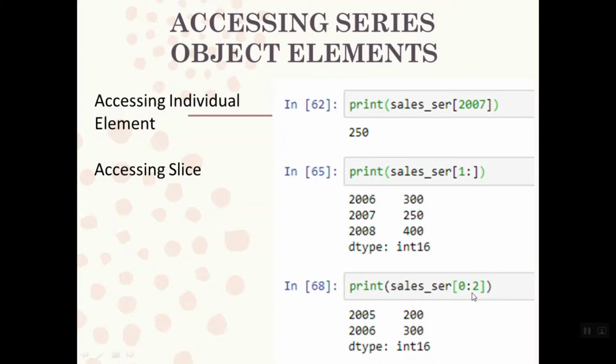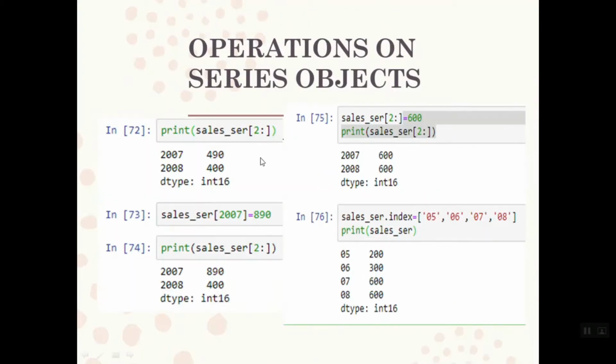Operations on series object. The first thing is slicing. We can perform slicing on series object by giving the slice details and getting the display. We can also assign a new value to the previous index. Like if we want to change the value of sales in the year 2007, we'll be writing sales in the index 2007 equals whatever changed value you want to write. Now if we display it, we will be getting 890 instead of 490, because previously we displayed this for 2007, and after the change, sales is 890.